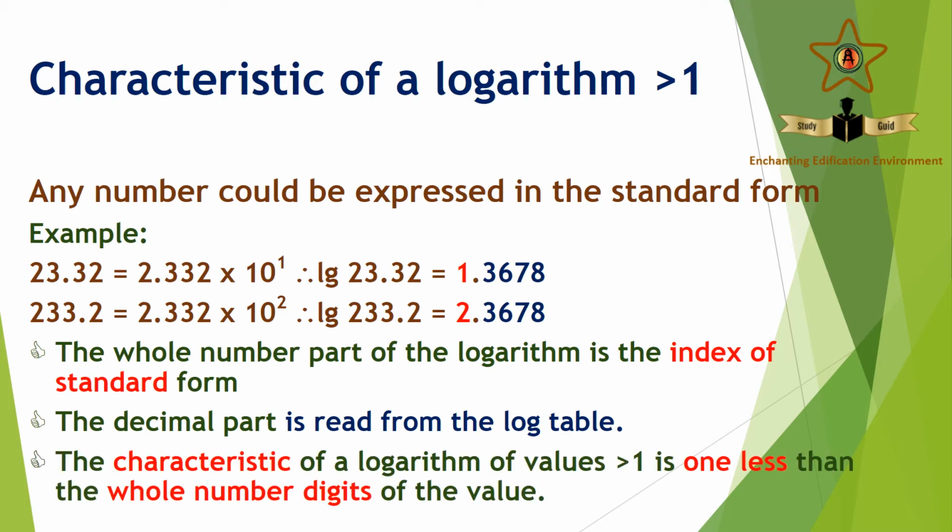So we can take the characteristic of a logarithm of values greater than 1 is 1 less than the whole number digits of the value. If you take the first example, there are 2 whole number digits. So the characteristic is 1. In the second example, there are 3 whole number digits. So the characteristic is 2. So this is the shortened method to find the characteristic.